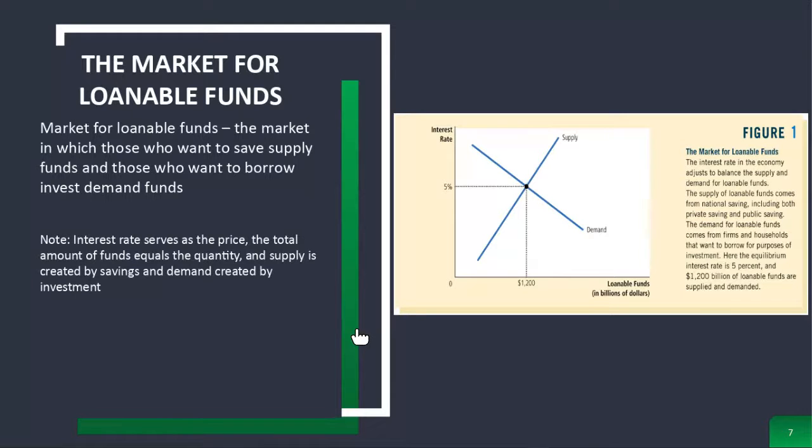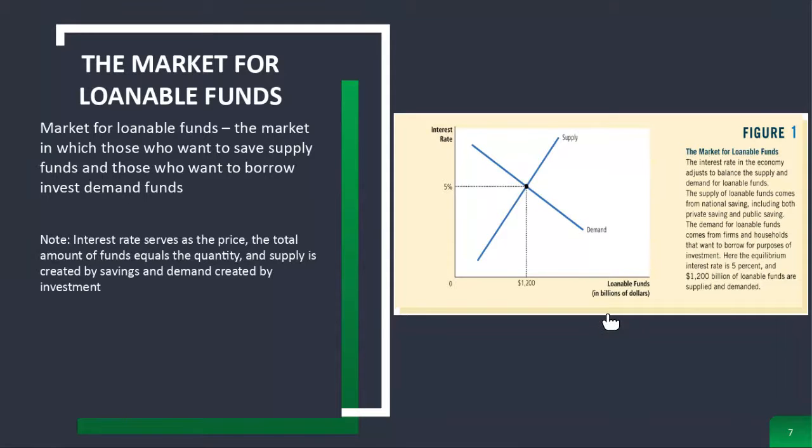Now, savings and investment work and function in the same way that everything else in this course does. It goes to a market. The market we are particularly interested in for savings and investment is the market for loanable funds. This is the market in which those who want to save supply funds, and those who want to borrow to invest demand funds. Note, interest rates serve as the price, and the total amount of funds equals the quantity, and supply is created by savings and demand created by investment.